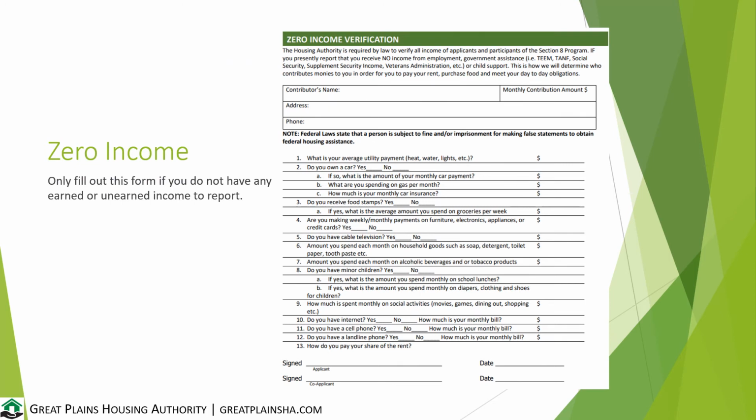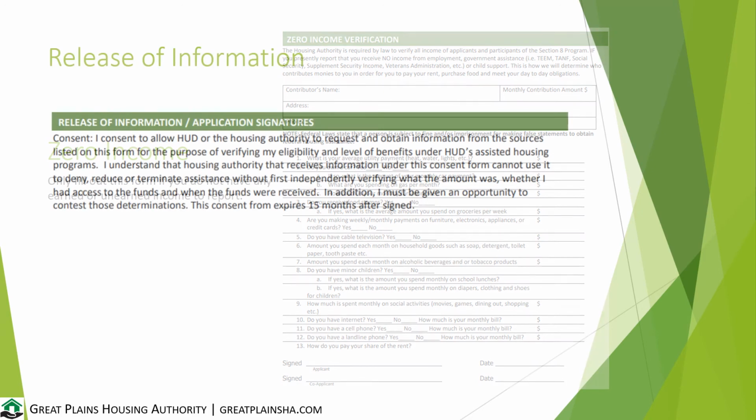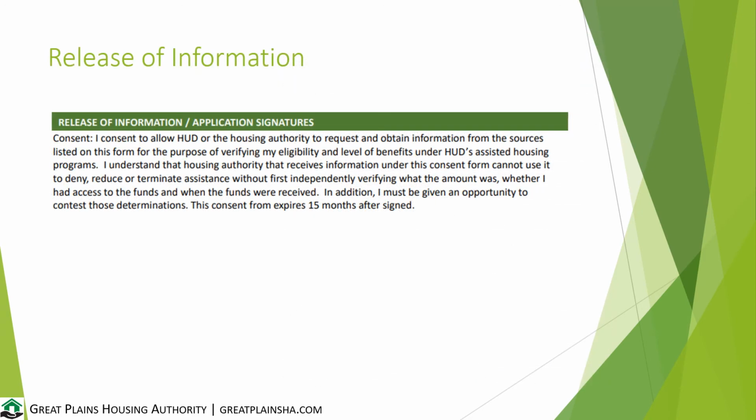If you have no earned or unearned income, you will need to fill out the zero income form. This form comes with the deposit application and does not need to be filled out if you have reported income. However, if you receive any contributions, be sure to list that information here. All adults in the household will need to sign the Release of Information form. This allows HUD or the Housing Authority to obtain information regarding your application.